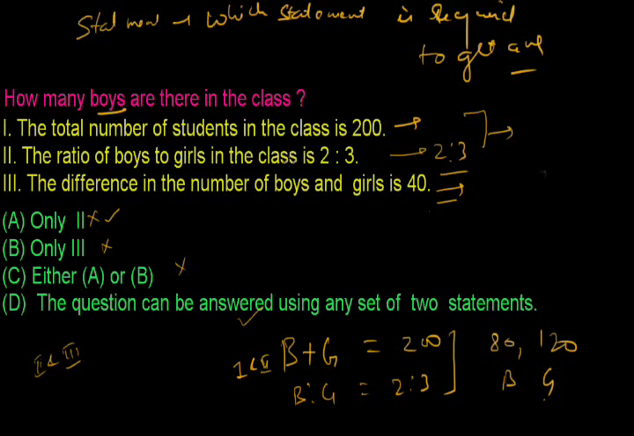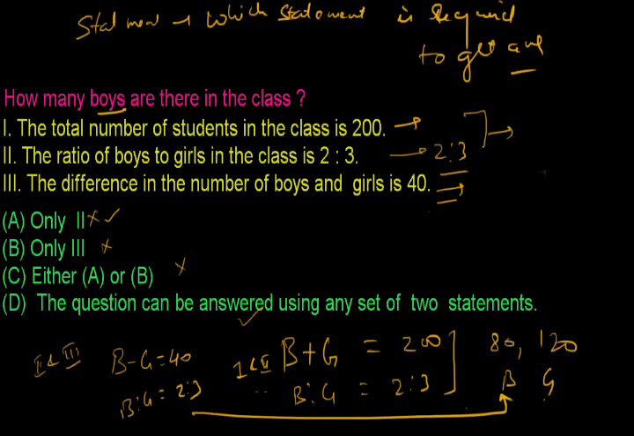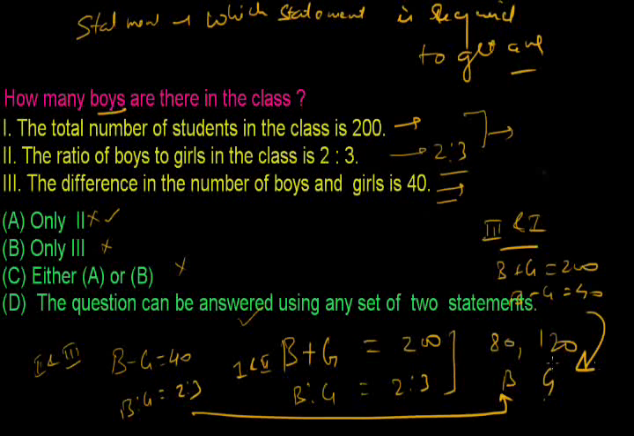Got the answer by using 1 and 2, and by using 2 and 3. The ratio of boys to girls is 2:3, and the difference between boys and girls is 40. That means B minus G is 40, and B is to G is 2:3. Again, I am getting the same answer. If I use the third and first statements, B plus G is 200 and B minus G is 40. Again, I am getting the same answer. So any two statements are required to get the answer.